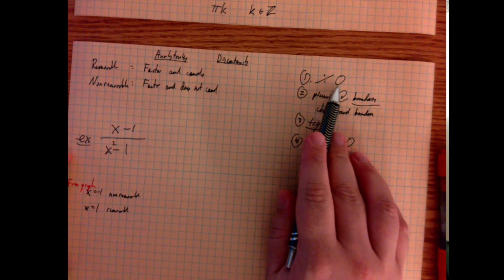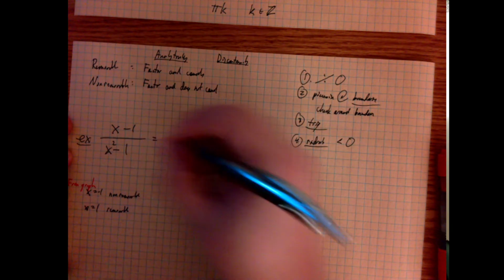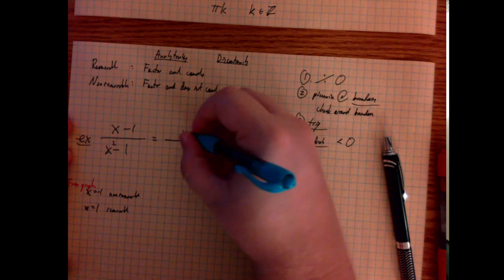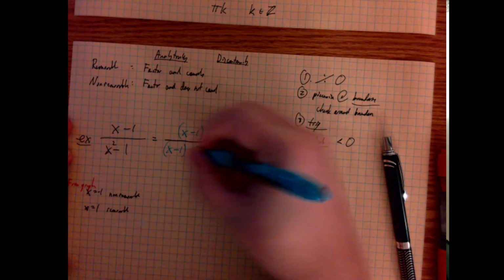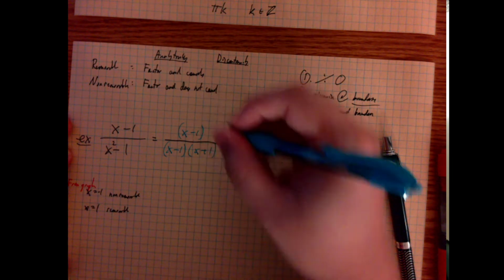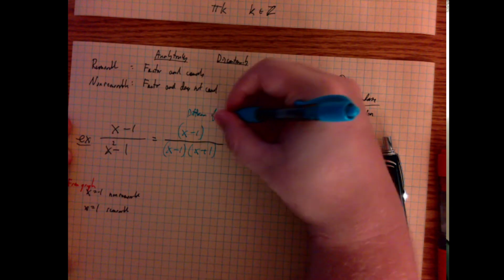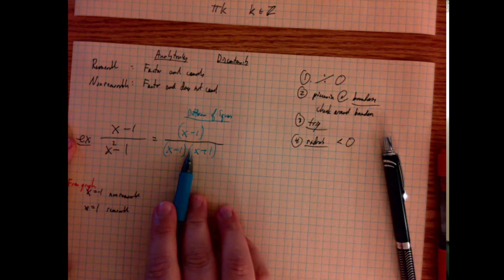Because what's going to happen is when we factor this thing, we're going to find places where it could equal 0. Let's take a look. In this example, we can rewrite this function as x minus 1 on top and x minus 1 times x plus 1 on the bottom. In this case, I use difference of squares to factor this.